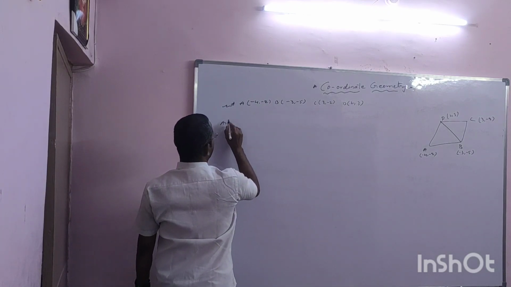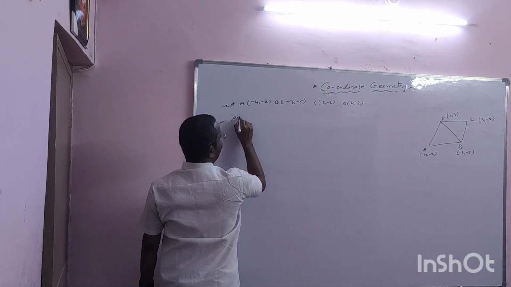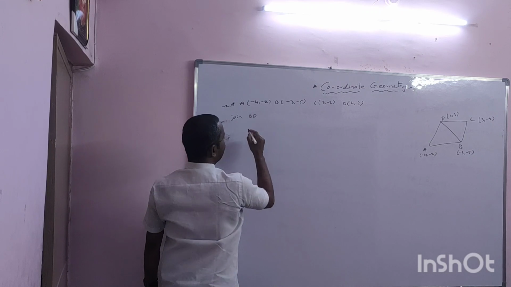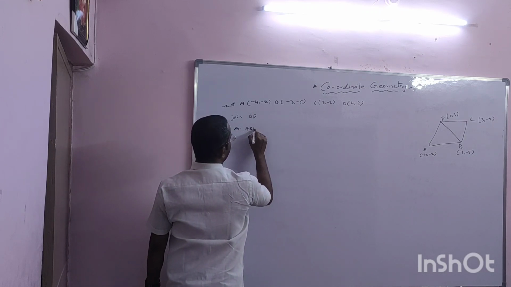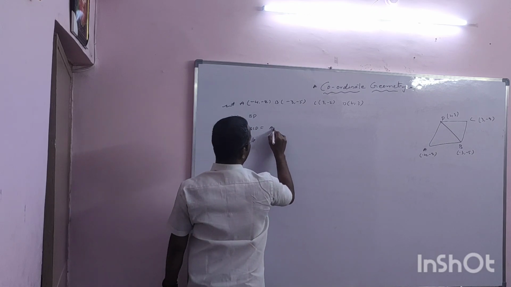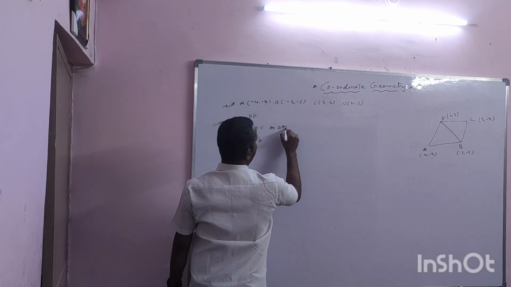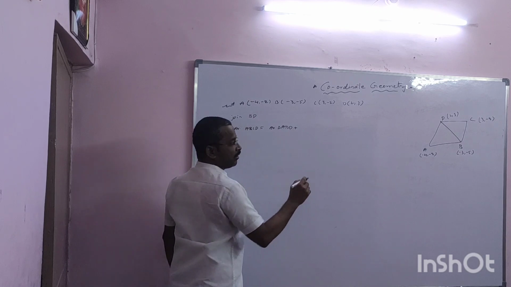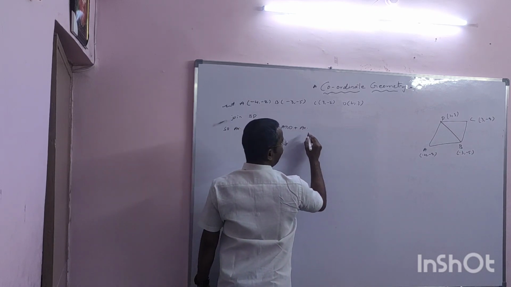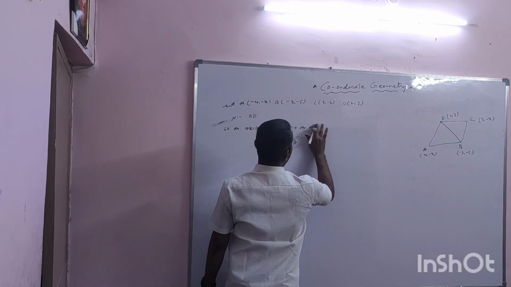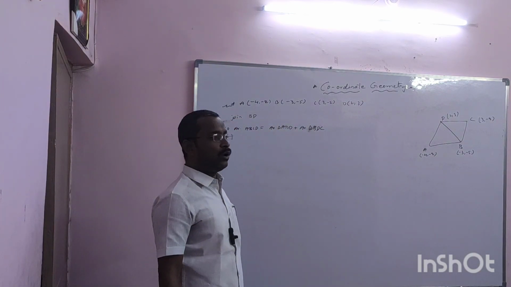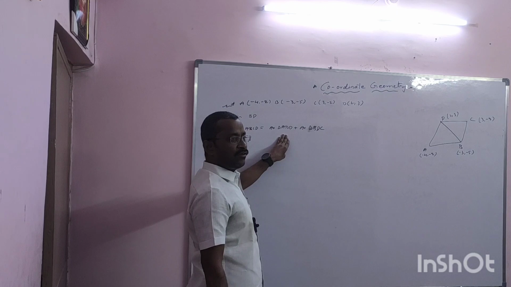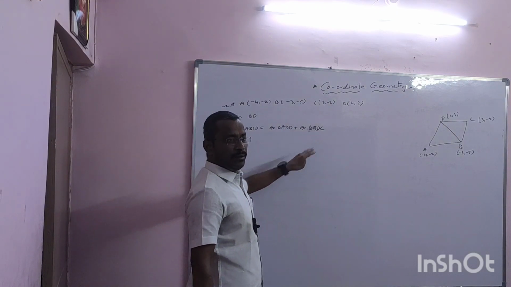What will you write here? Join BD. So area of ABCD equals area of triangle ABD plus area of triangle BDC. Here, AR stands for area. Okay, fine. Now you need to find the area of triangle ABD and the area of triangle BDC.